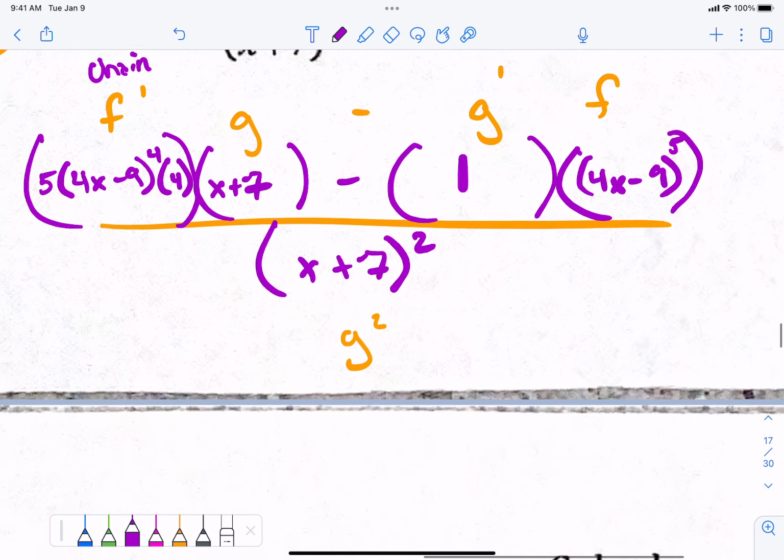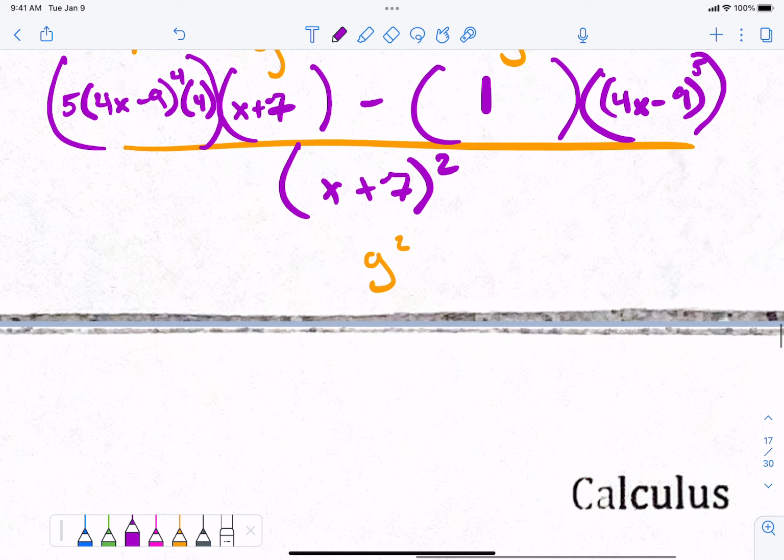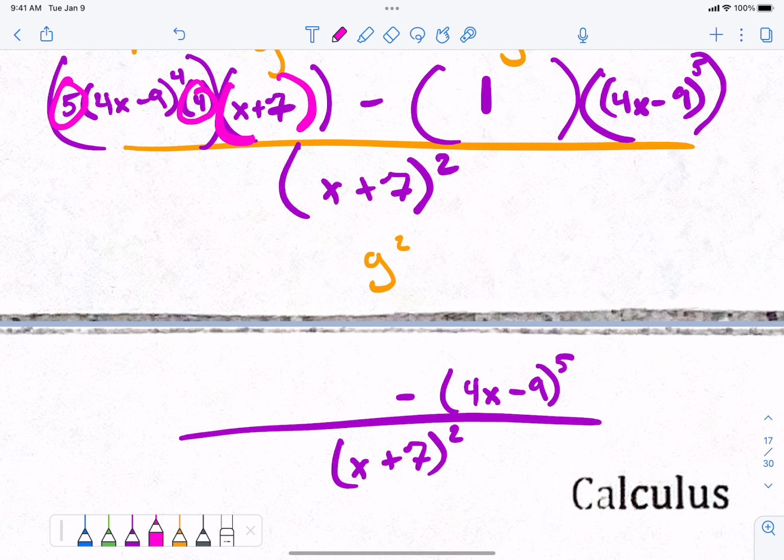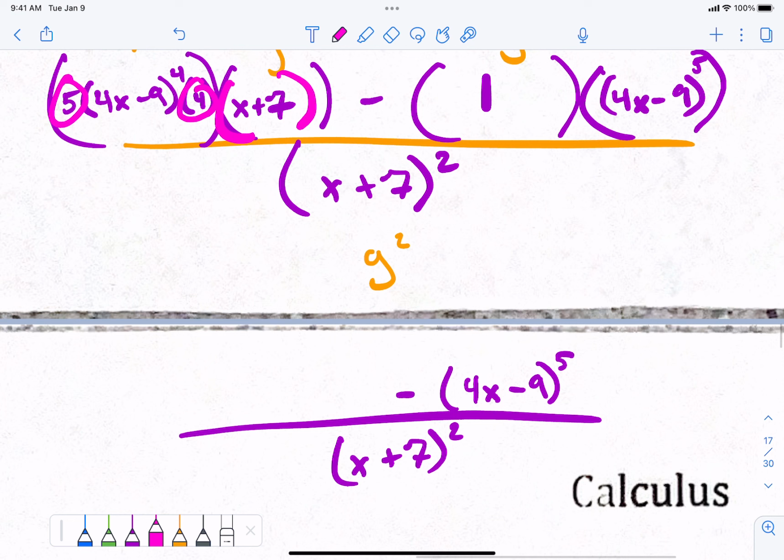We're going to simplify just a little bit, but not a lot. Minus, I'm going to leave this 4x minus 9 to the 5th power over here. The bottom's going to stay x plus 7 squared. I'm not going to FOIL any of this stuff out. But let's do this: 5 times 4 is 20. Let's take 20 times x plus 7. What is 20 times x plus 7? 20x plus 140.